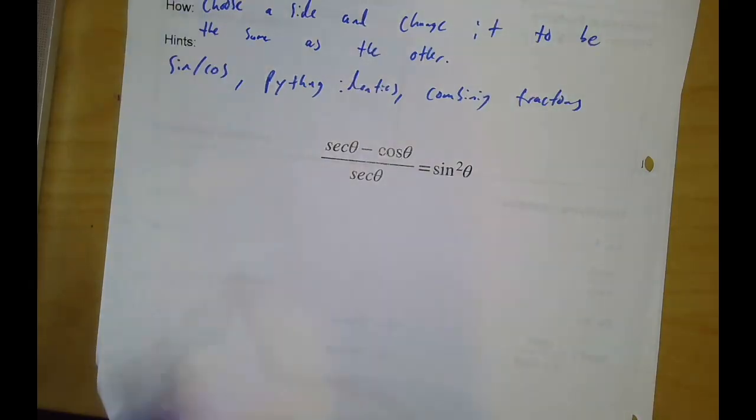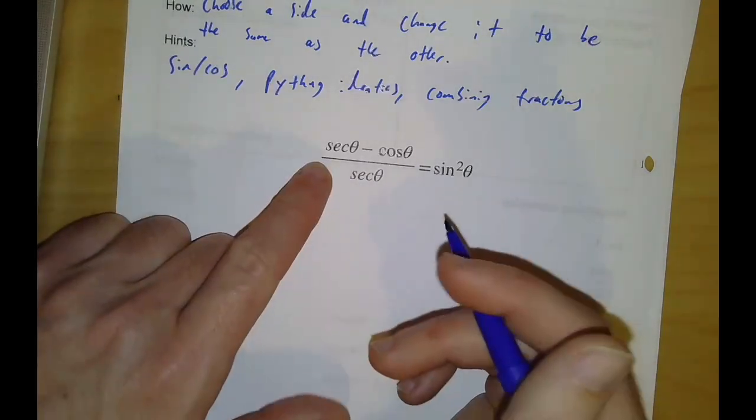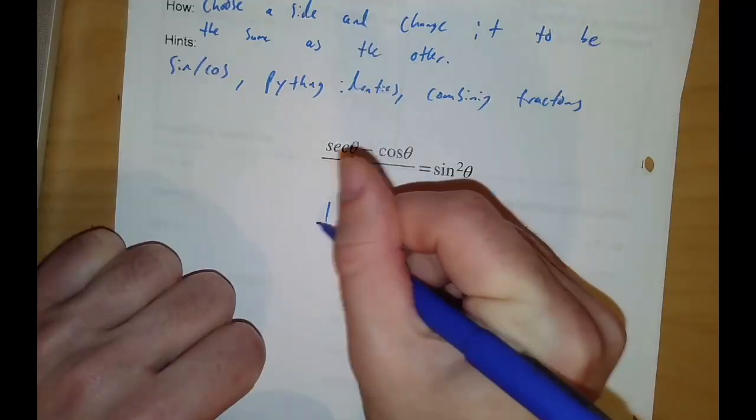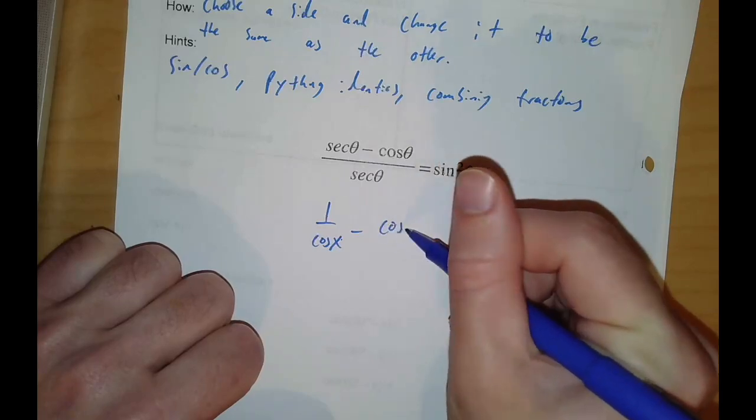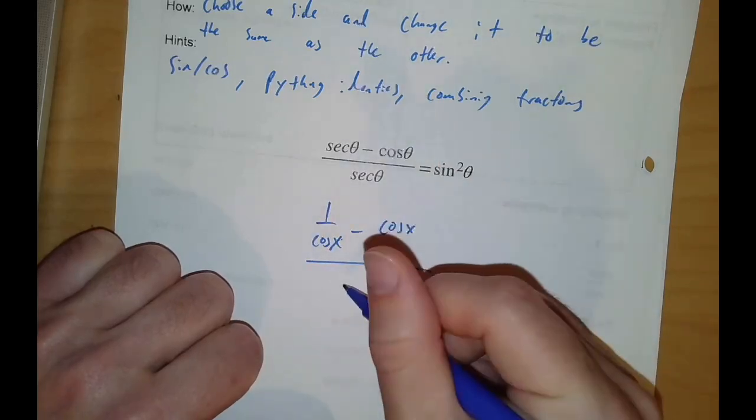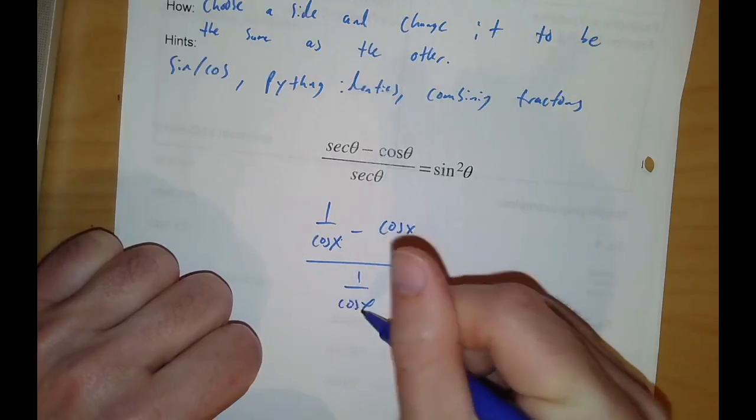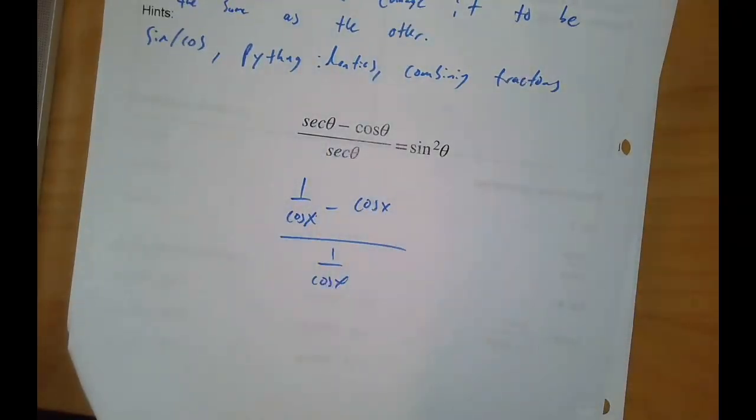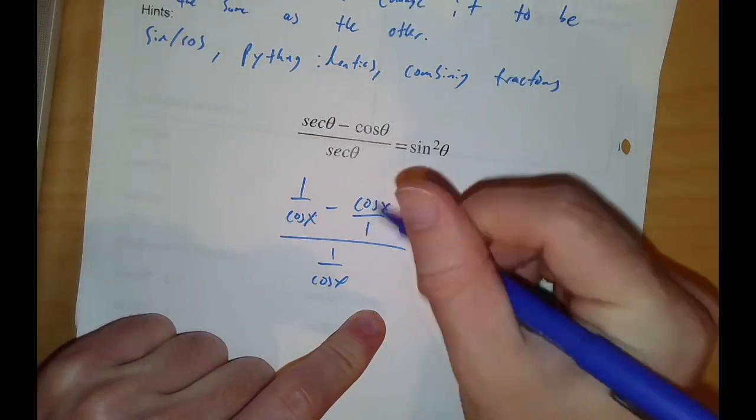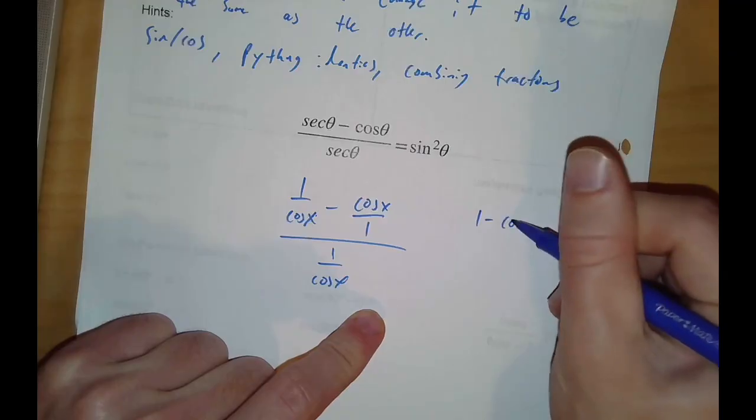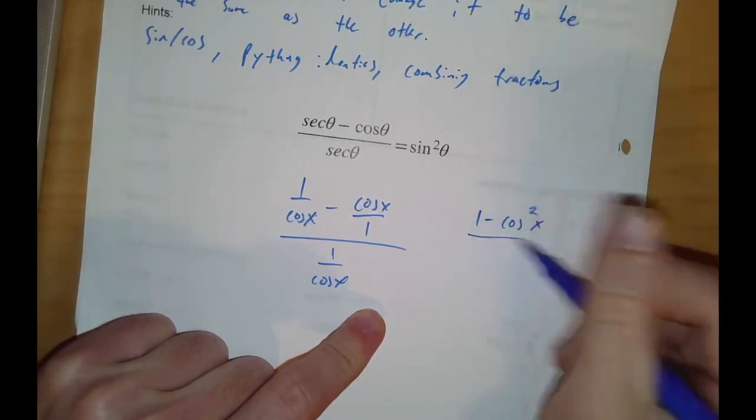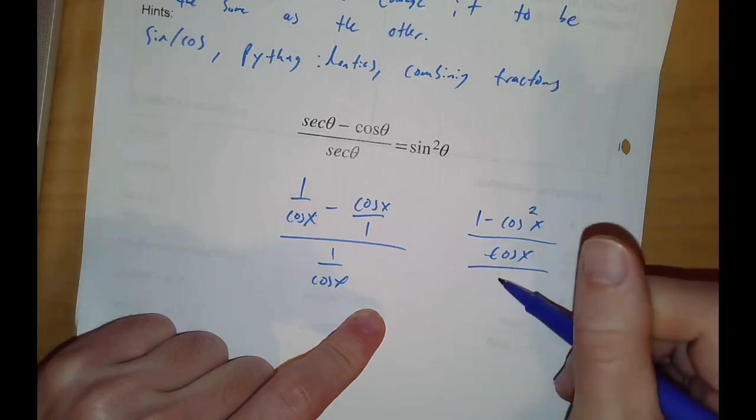And so again, a good thing to think about is writing it in terms of sine and cosine. So I'm going to do that. Secant, that's 1 over cosine. So we really have 1 over cosine minus cosine over 1 over cosine. I just need secant to be 1 over cosine. I'm then going to combine that numerator there. Remember this is kind of over 1, so I'm going to multiply top and bottom by cosine x. So I'm going to get 1 minus cosine squared x over cosine x, over 1 over cosine x.